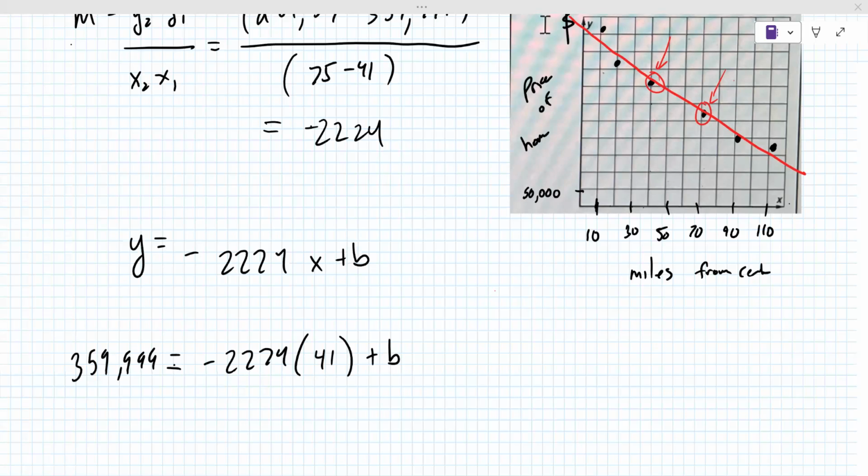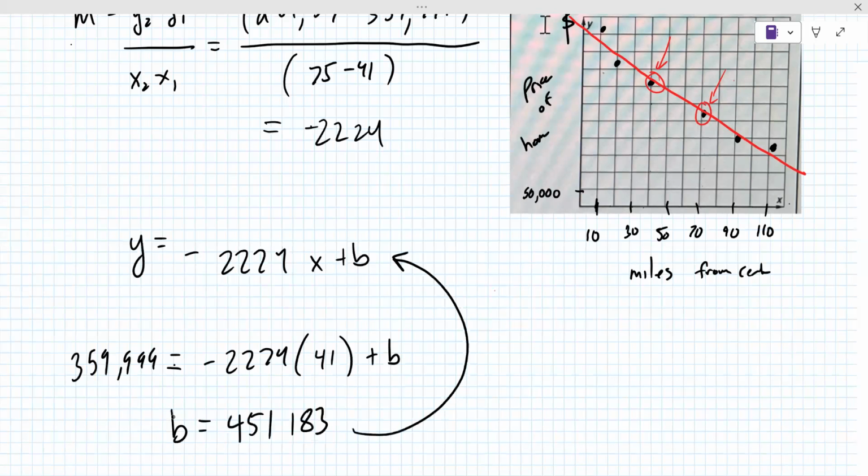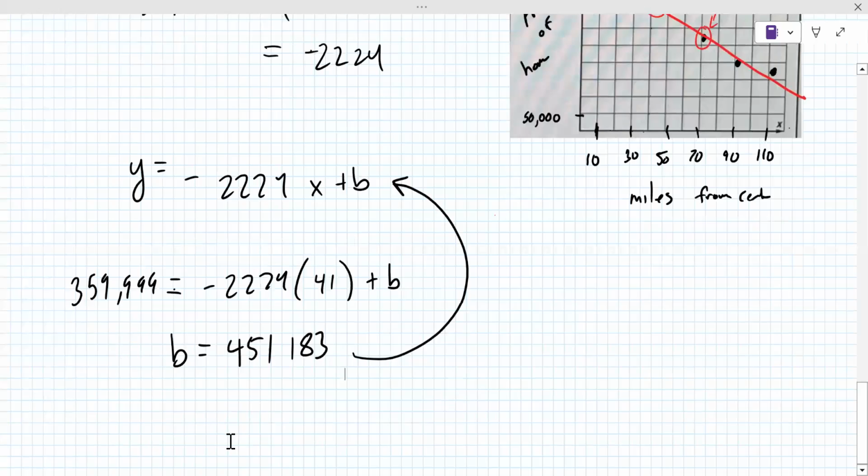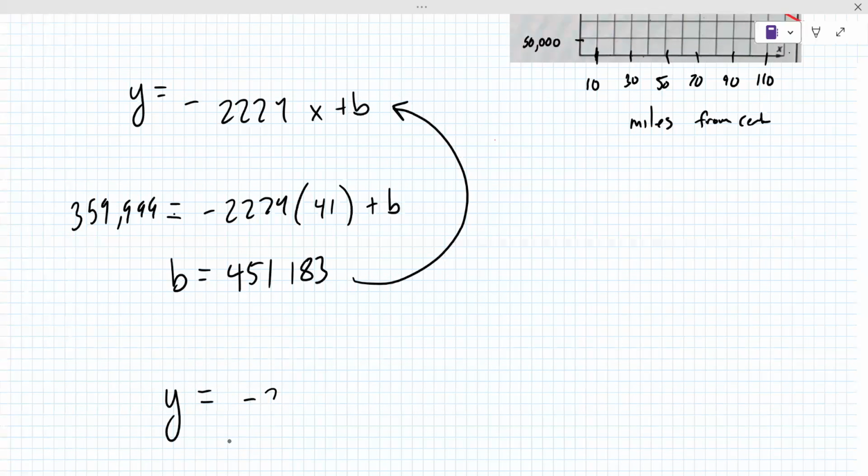On the left-hand side, I have 451,183. Yes, b is that value, and then that goes back into the original equation. So now you write your final equation, which is minus 2,224 x plus 451,183. Got it. Okay.